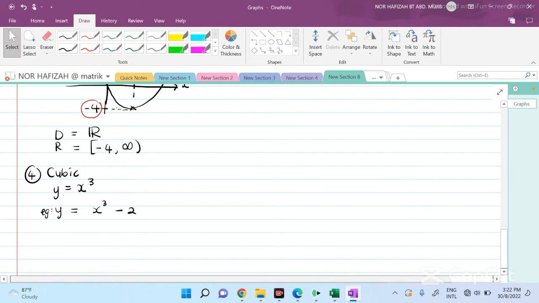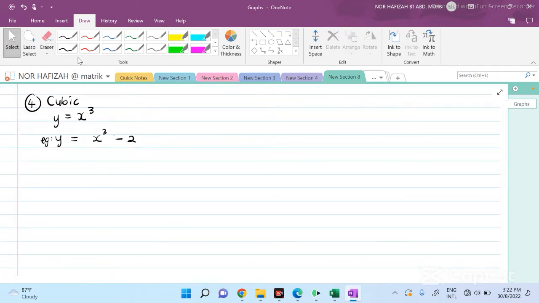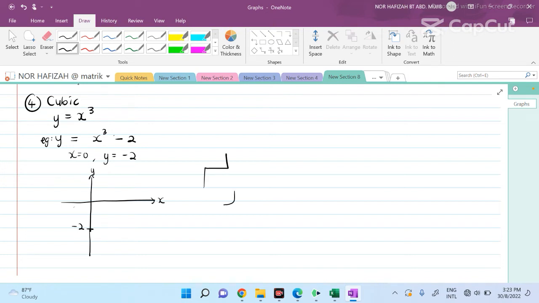Right. So when you sketch the graph, x equals 0, y equals negative 2. So negative 2 is here, somewhere here. The graph is like stairs, but it is not. It looks like this.